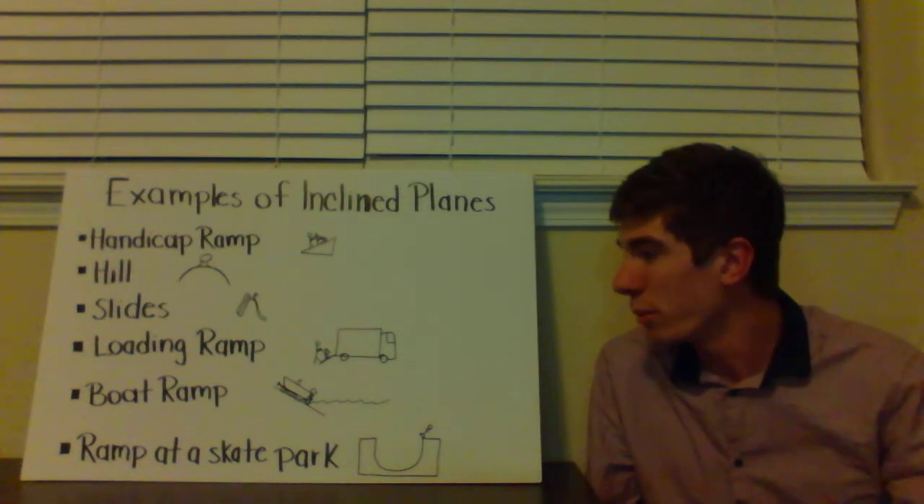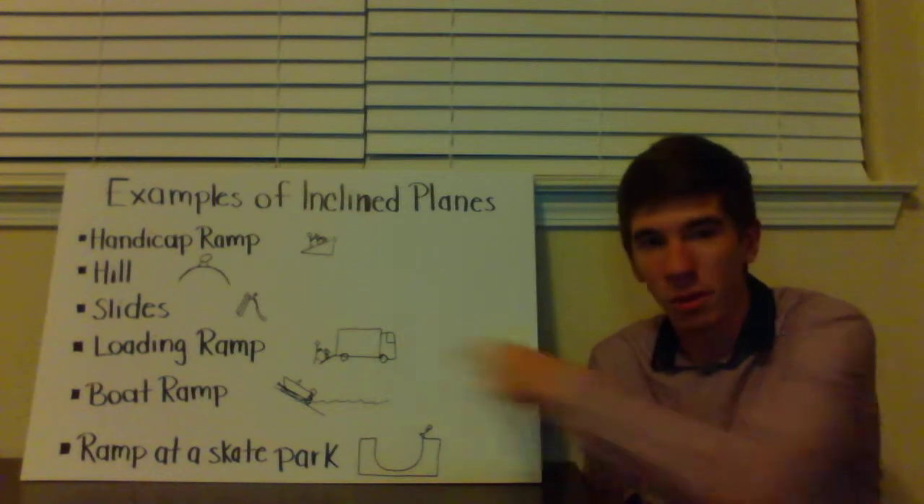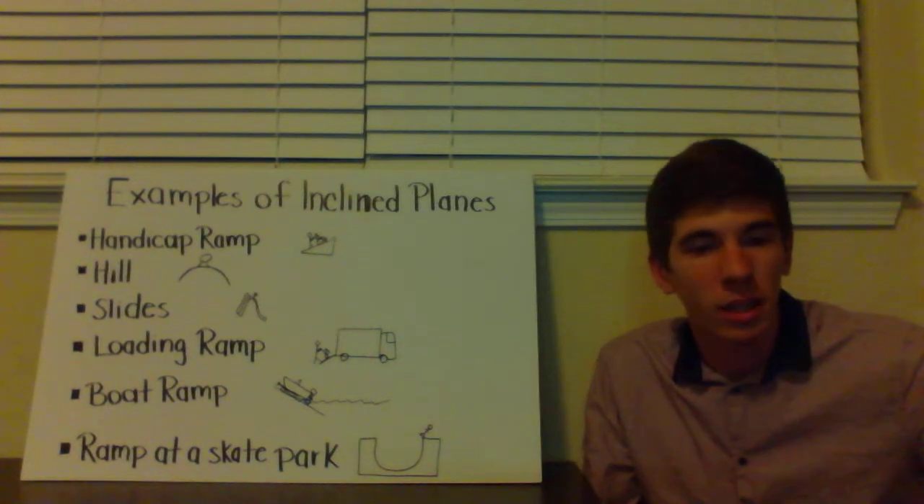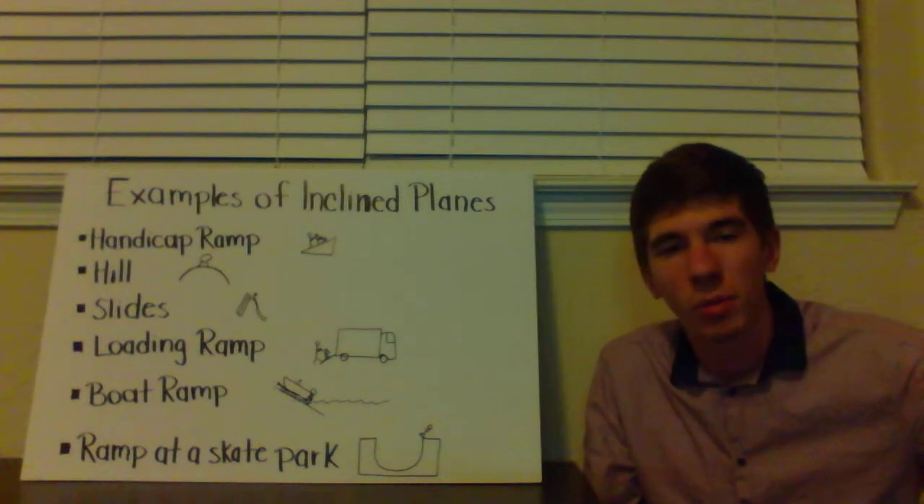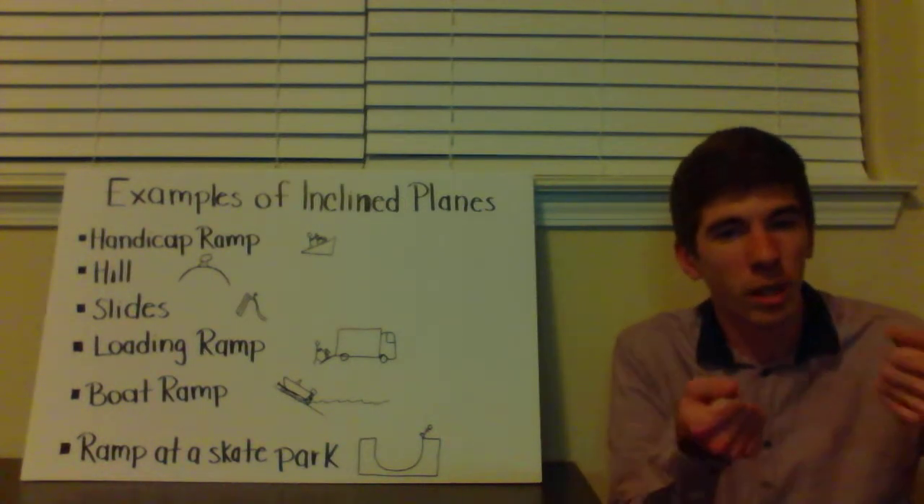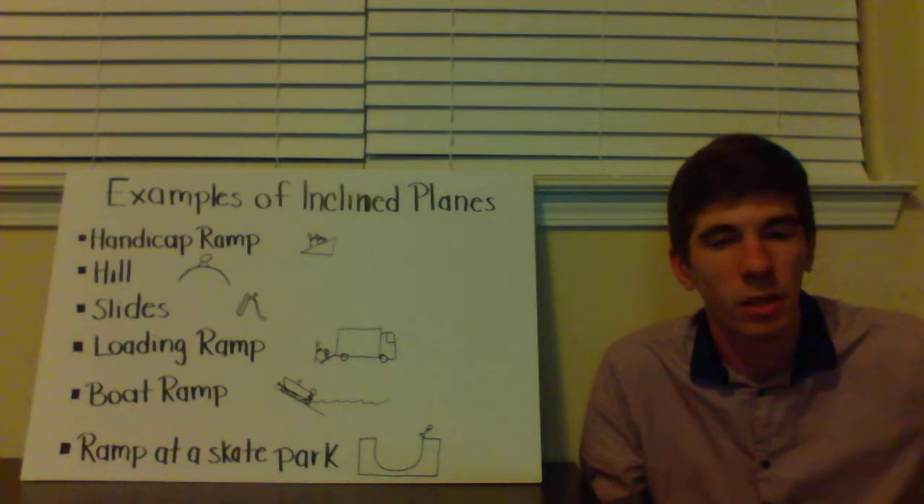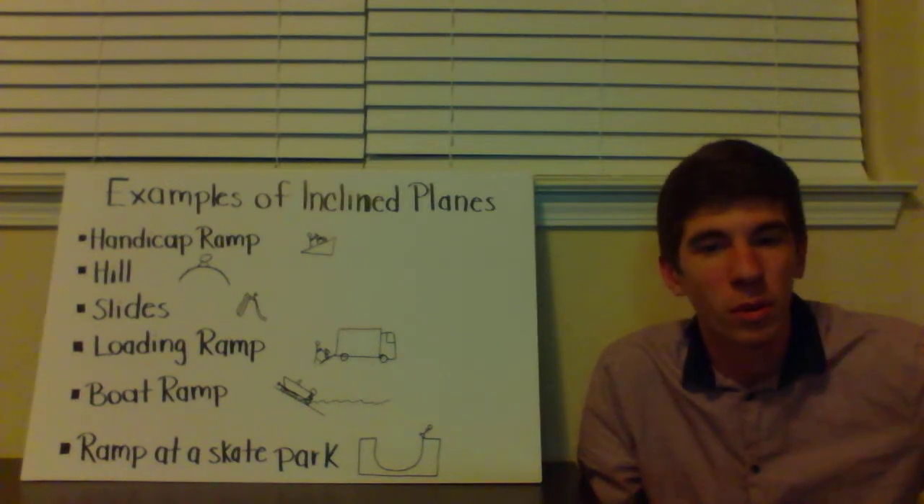Another example would be a loading ramp. As you see, there's a guy loading some stuff into a truck. It'd be easier for you to roll something up the ramp than it would be to lift a box straight up from the ground and put it into the truck. You use less force and you get tired less quickly.